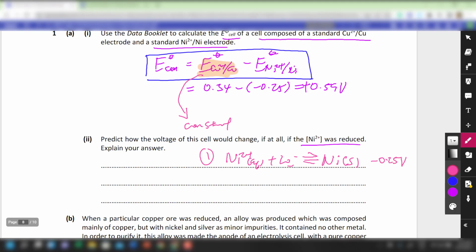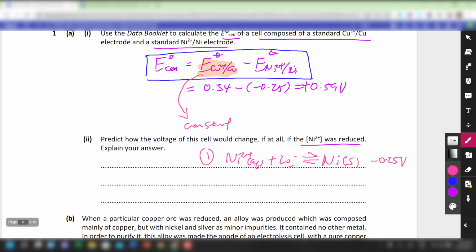So if the reduction potential of nickel 2 nickel is more negative than negative 0.25 volts, I expect the E cell to become more positive, because a constant number minus a more negative number, I will end up with a more positive value. Again, I'm verbalizing some of the thought process which should be included in your answer. So I'm not gonna write everything out.